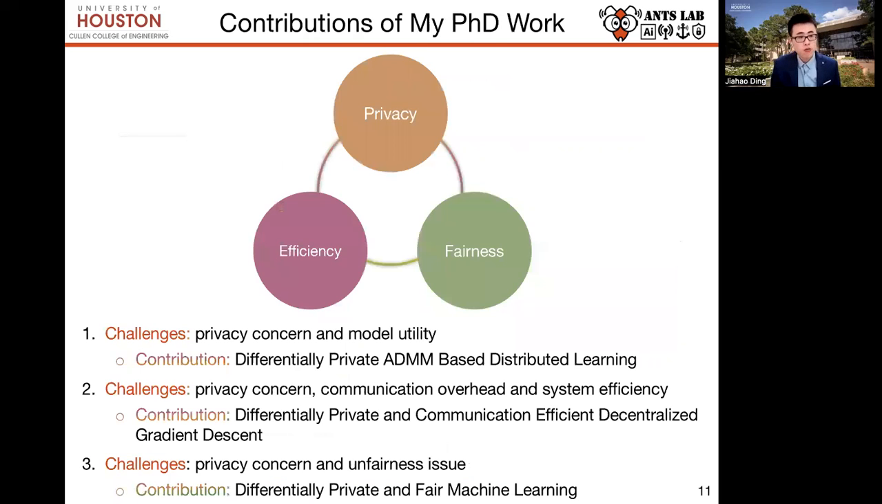So this is the overview of my PhD work. To deal with the challenges of privacy and model utility, we propose a differentially private ADMM-based distributed machine learning. To deal with the privacy concern, communication overhead and system efficiency, we propose a differentially private and communication-efficient decentralized gradient descent. And to deal with the challenges of privacy concern and fairness issues, we propose algorithms related to differentially private and fair machine learning.